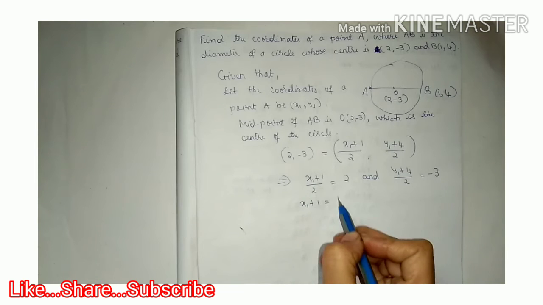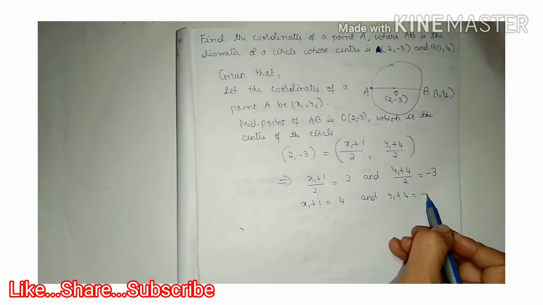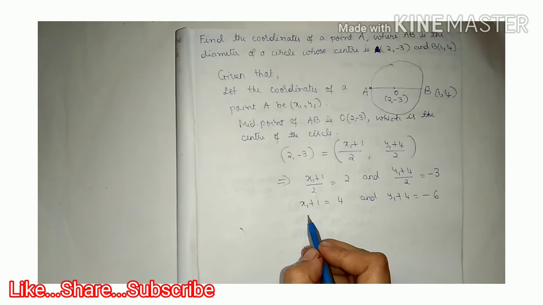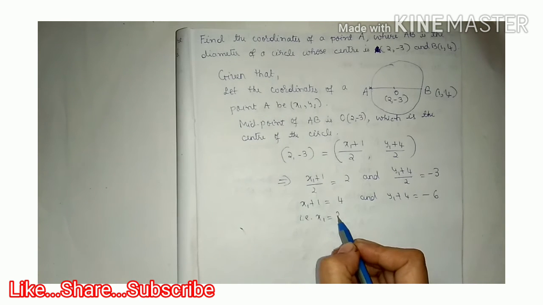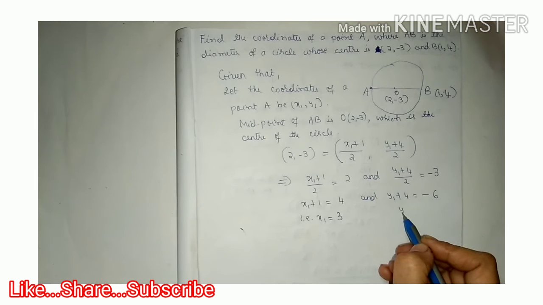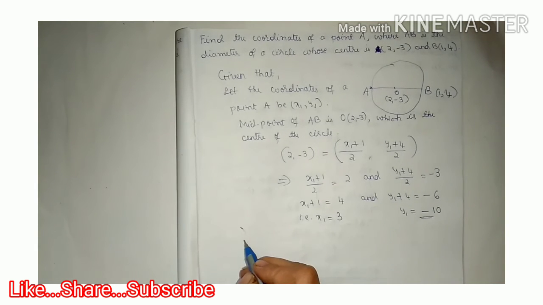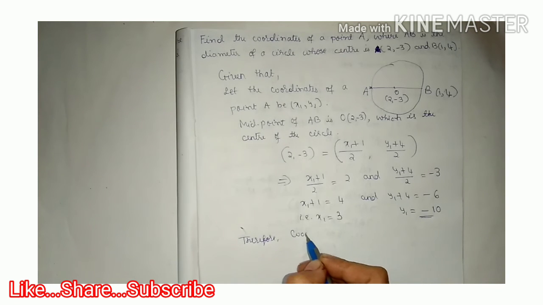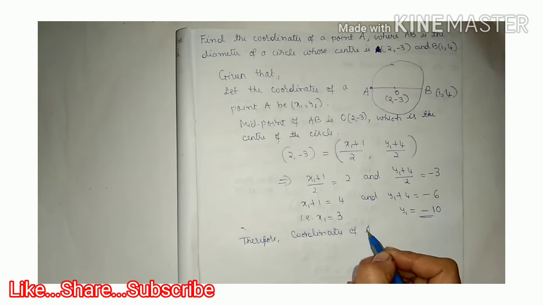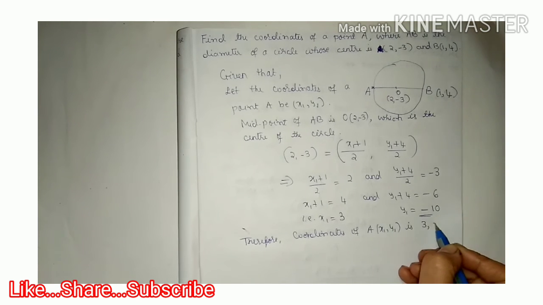By cross multiplication we get x1 plus 1 is equal to 4 and y1 plus 4 is equal to minus 6. That is, x1 is equal to 4 minus 1, 3, and y1 is equal to minus 6 minus 4, minus 10. Therefore, the coordinates of A (x1, y1) are (3, minus 10).